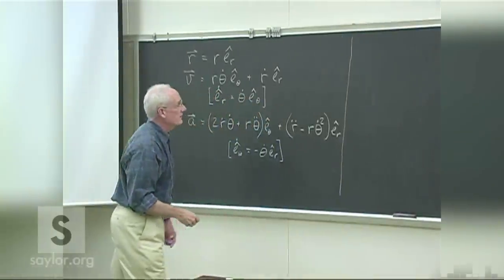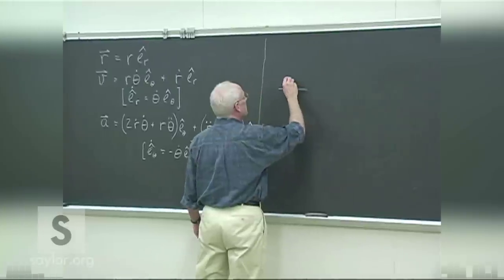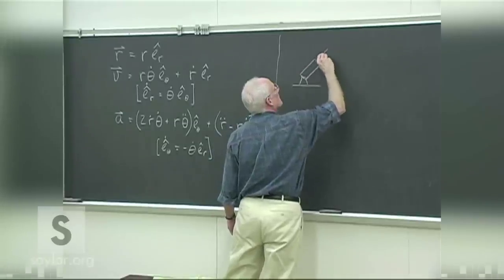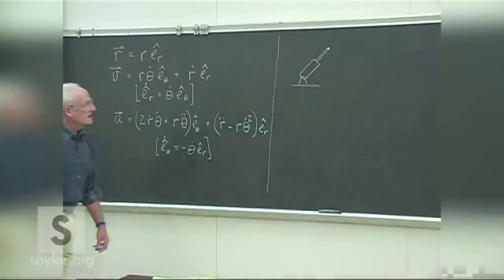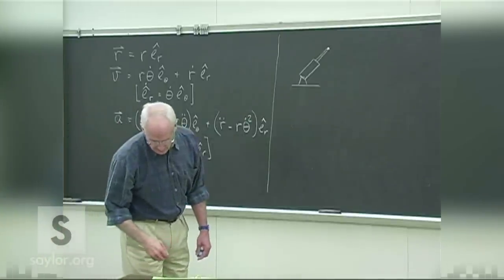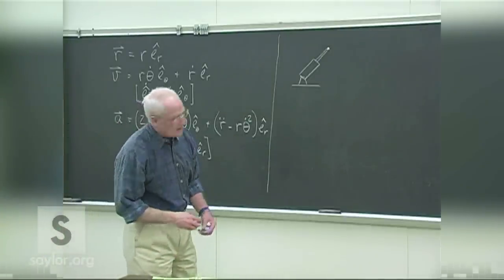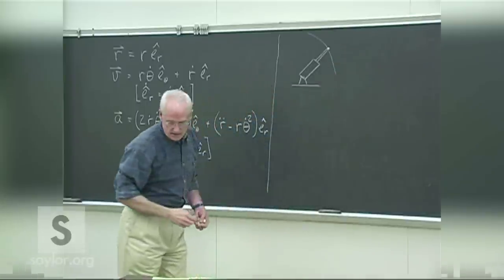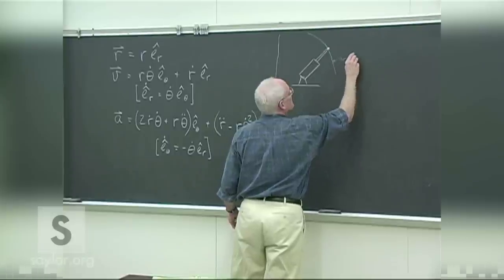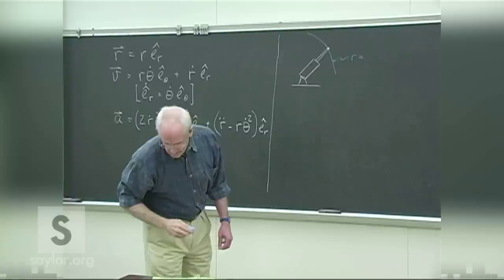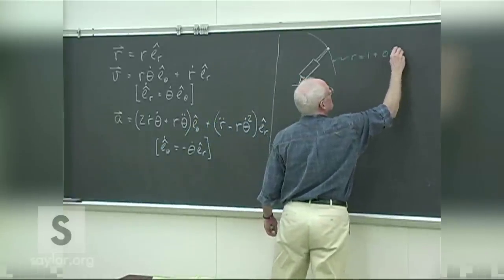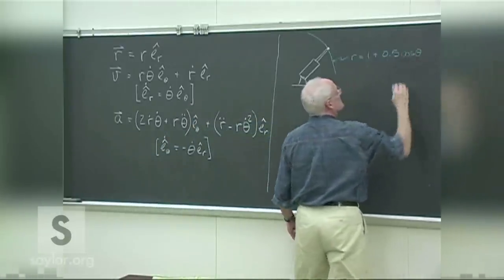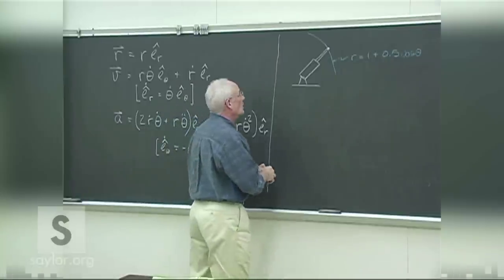All right, leave this one for you a little bit. Imagine a robot arm that has something right at the tip of it. And maybe it's moving a part from one place to another, or maybe it's making a weld in some way. But it follows a path that is something like this. R is 1 plus 0.5 cosine theta.